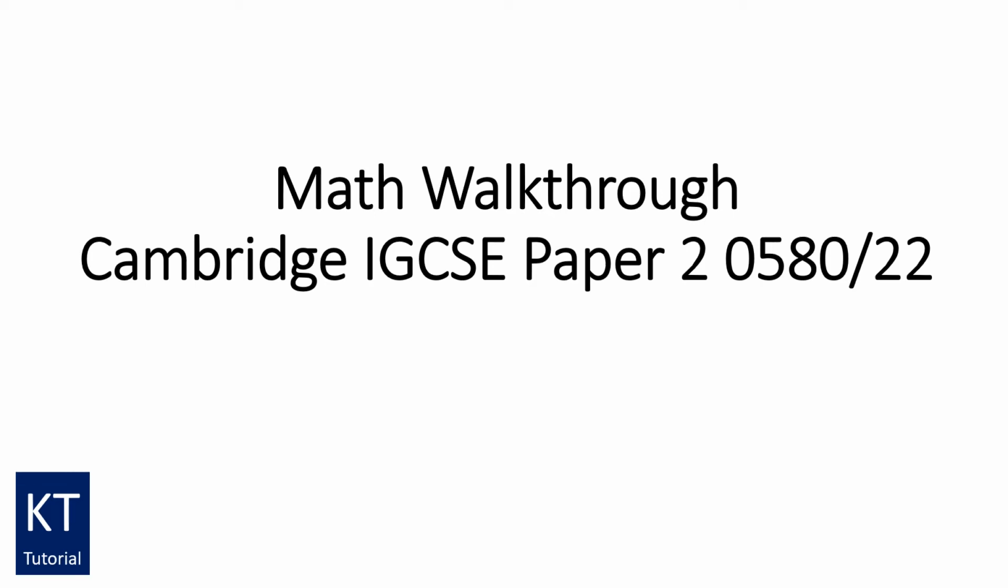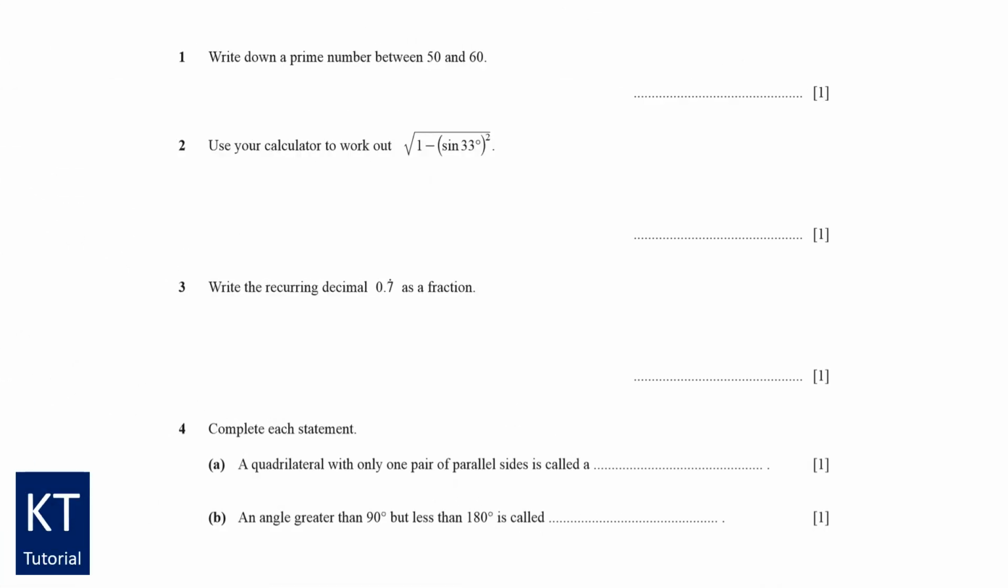Hi, and in this video we'll be doing a math walkthrough on the Cambridge IGCSE Paper 2 58022. Question 1. Write down a prime number between 50 and 60.